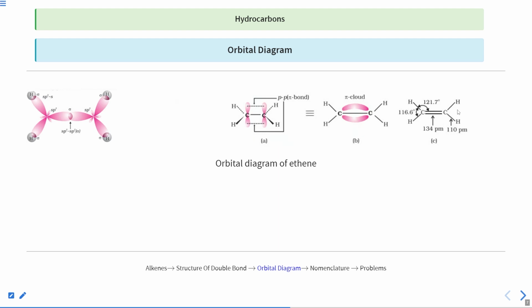So this should be kept in your mind that the carbon-hydrogen single bond is longer in case of alkane compared to the carbon-hydrogen bond in case of alkene.